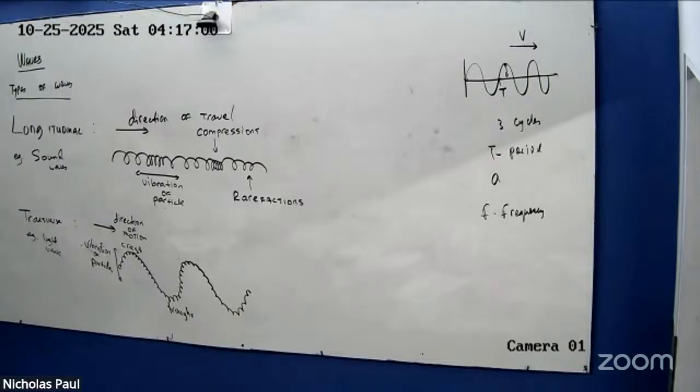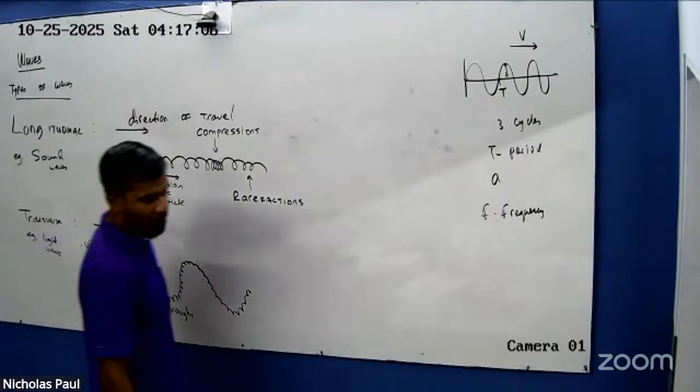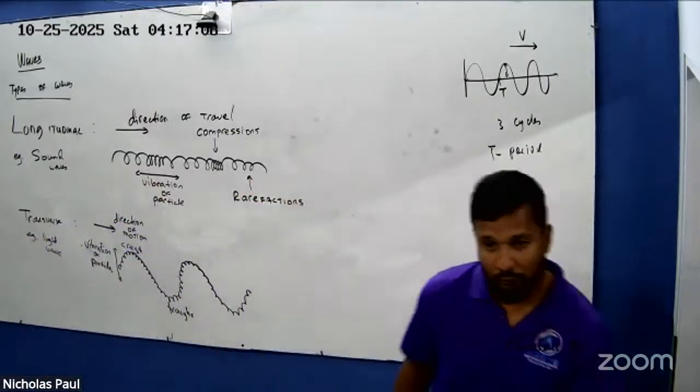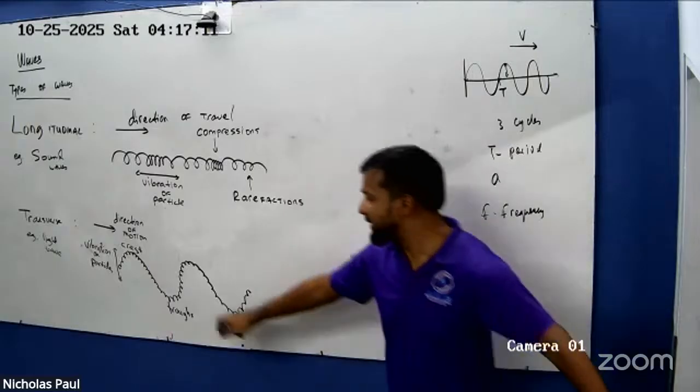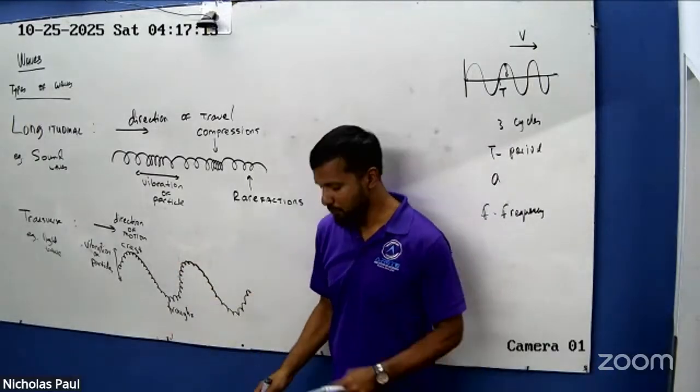What's the next type of wave? Stationary. Copy it down. So these are crests and these are troughs. Any questions online?